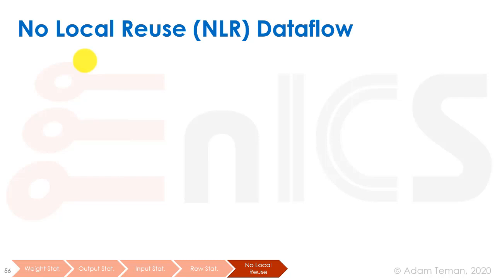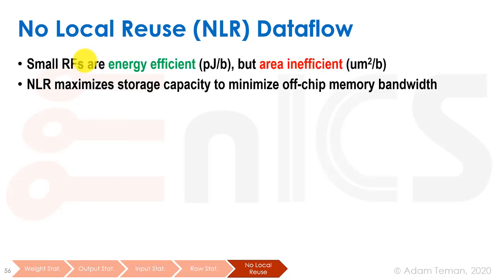So the final type of data flow is kind of a non-data flow. It's the no local reuse data flow, and that's basically what we've shown for a lot of the temporal architectures. So small register files are very energy efficient. They have low picojoules per bit, but they're very area inefficient. They're big, so they have large micrometers squared per bit. That means that if we put in a lot of these small RFs, we're not getting as much total memory density on chip.